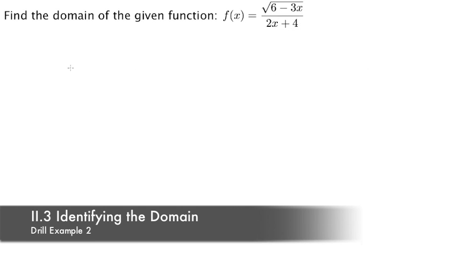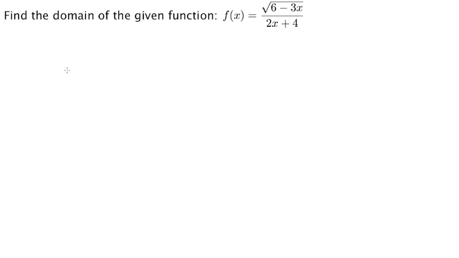So here's another one. Find the domain of the given function. f of x equals the square root of 6 minus 3x over 2x plus 4. Now don't let this f of x throw you off. Technically, I should have included it with the last example as well. This notation is just here to tell us we are defining f as a function of x. So I should have included it with the last example, and I didn't.